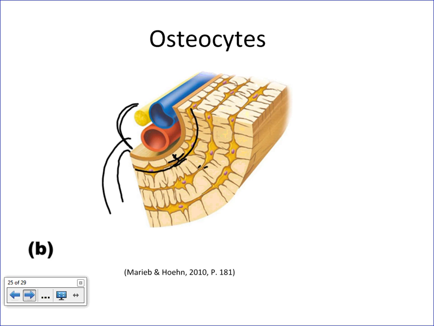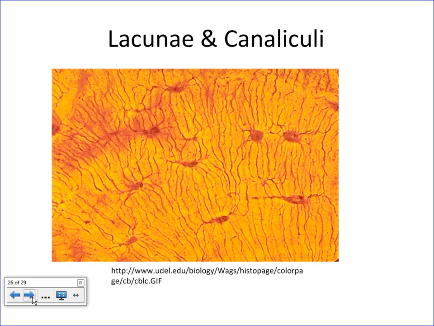And then here's an actual tissue sample, an actual tissue slide of this. Again, this would be an osteocyte, and the space that that osteocyte is sitting within is, again, the lacunae, or a space that's occupied by the cell. And then you can see the branching nature of these osteocytes as they interconnect with one another.